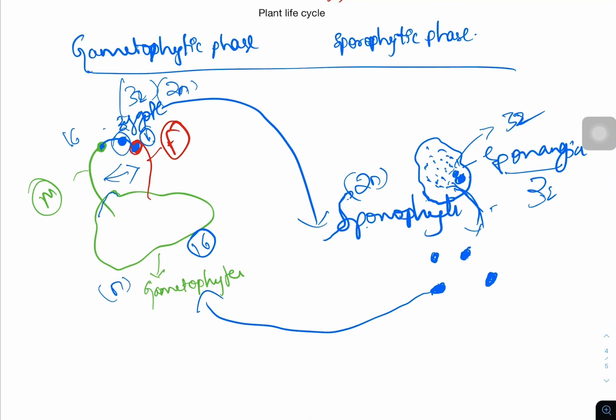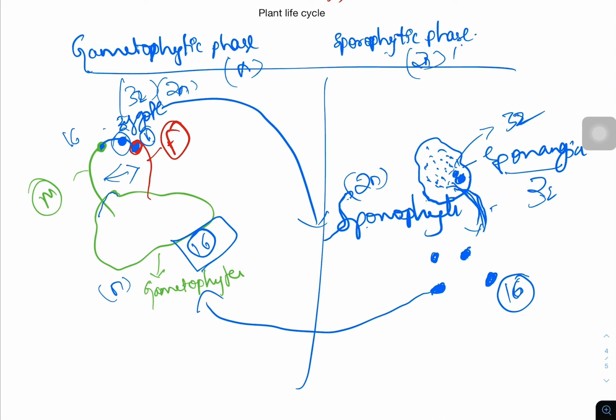But when they come out, when they release, at the time of the release they undergo meiosis and the chromosome number is reduced to half. See here, again the chromosome number is reduced to half and the chromosome number came to 16. Now this is giving rise to gametophyte. What is the chromosome number of gametophyte? Gametophyte is 16. So this is called a plant life cycle. Within a plant life cycle there will be two phases. One is gametophytic phase, another one is sporophytic phase. Gametophyte is always haploid, sporophyte is always diploid. Okay, I hope you understood this part.